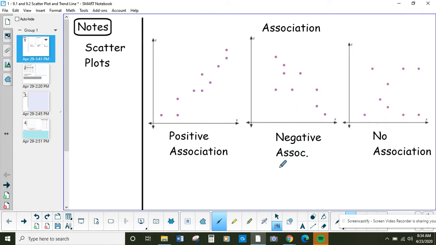So an example of no association would be something like however many hours that you swim will affect how much you love classical music, something along those lines. And that's ridiculous, but just to show that one doesn't affect the other, they're completely separate of each other. That would be a no association. All right, so let's go ahead and continue.